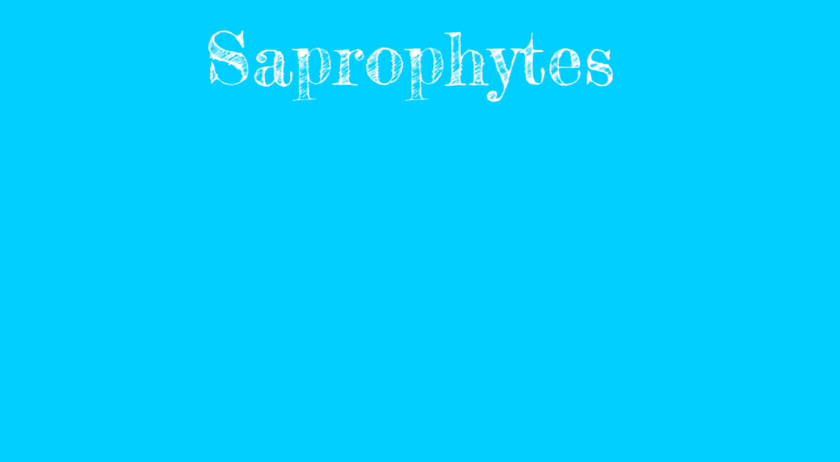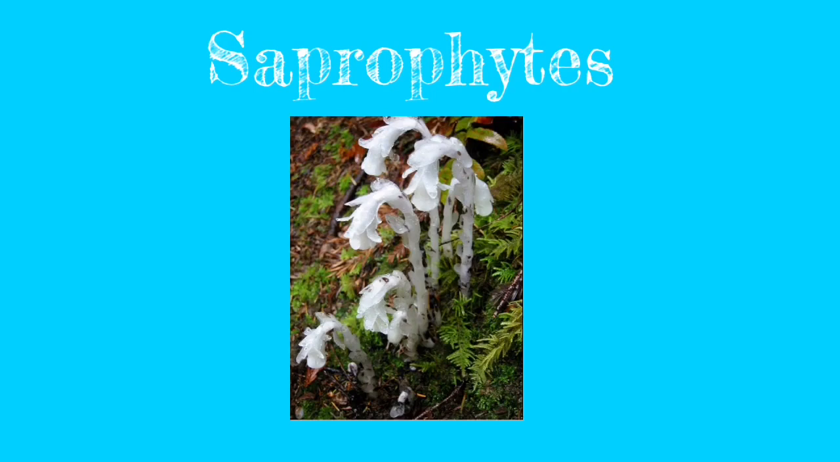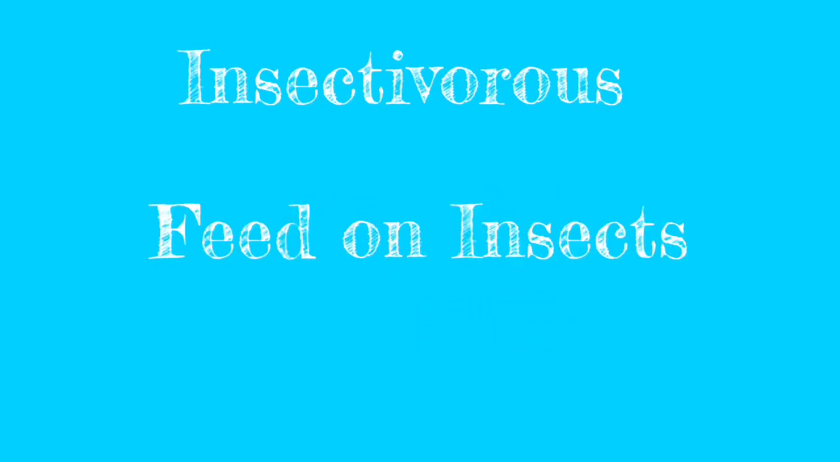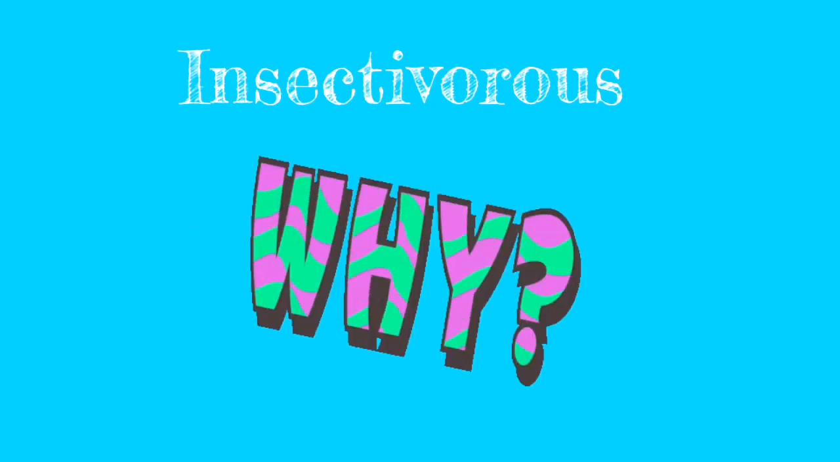So, what is an example of a saprophyte? Well, it is none other than the Indian tube plant. Now, moving on to the most simple group, insectivorous plants. Just looking at the word insectivorous, insect is there, no? So it must mean that insectivorous plants feed on insects. But why? Now let me tell you.